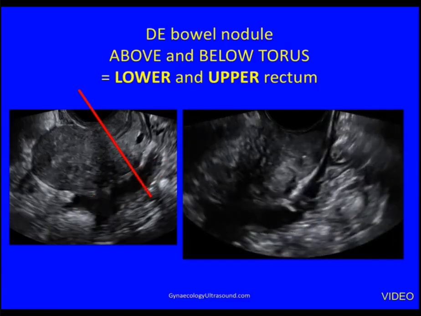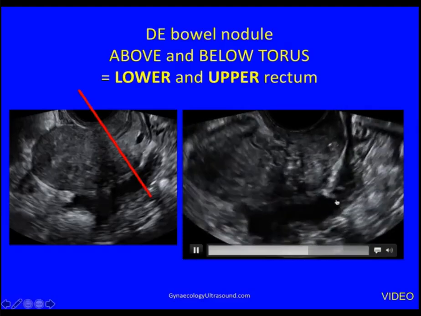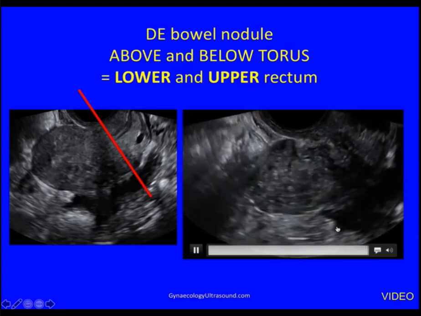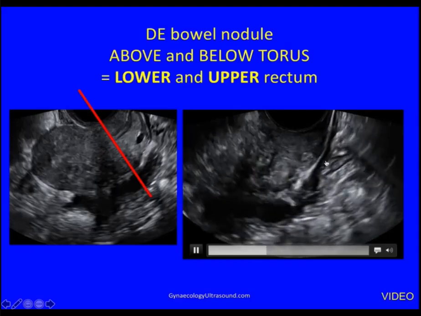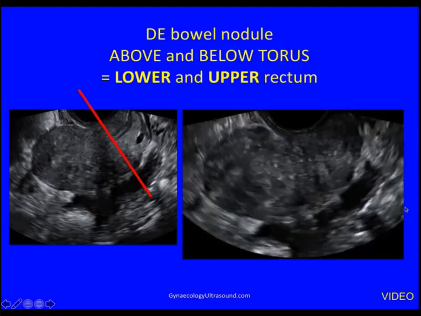So here I am, I'm staying in the anterior fornix. Would have been better to go in the posterior one. And you can see this plaque of deep endometriosis in the lower and upper rectum. You can see some normal muscularis there going into the nodule. So you know that this is muscularis layer.